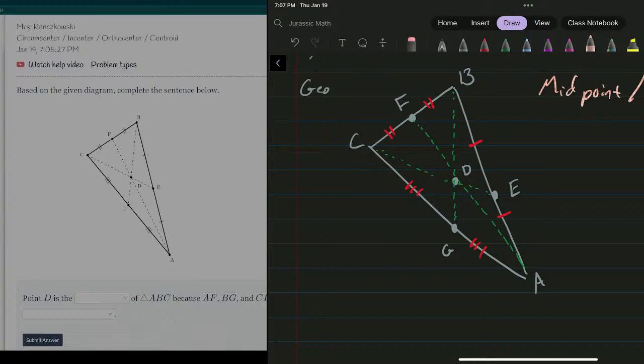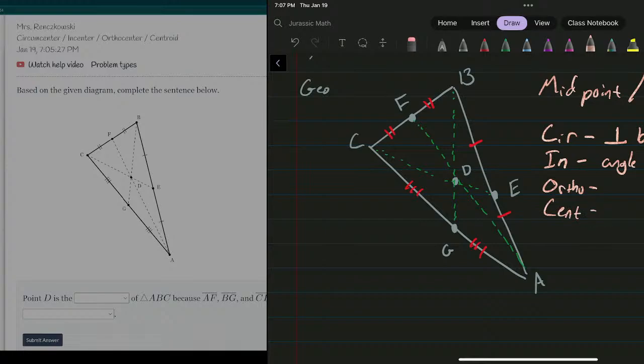So, I'm going to shorten these words. Circumcenter, which we said was perpendicular bisect. We had incenter, which was angle bisect. We had ortho and centroid, and I gotta try to remember these. This is why I should be writing them down also.